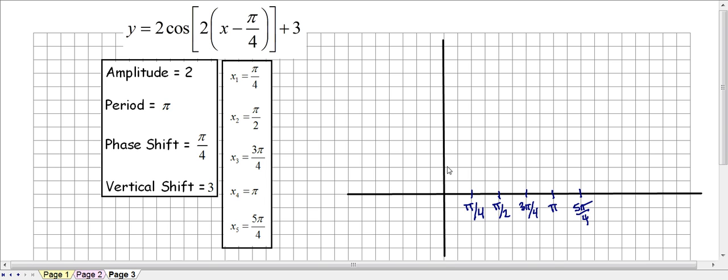Okay, and the y-axis we use our amplitude, which is 2, to label it. So we'll come up 2 and -2. Now remember, a cosine curve starts at a maximum and goes to 0, then down to a minimum, back to 0, and then back to a maximum.